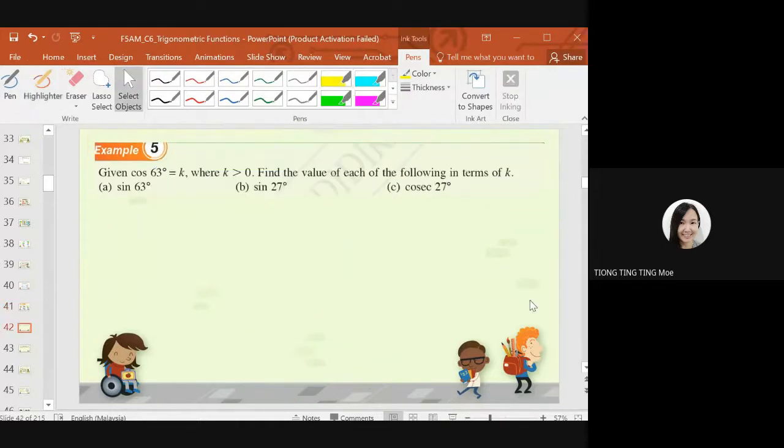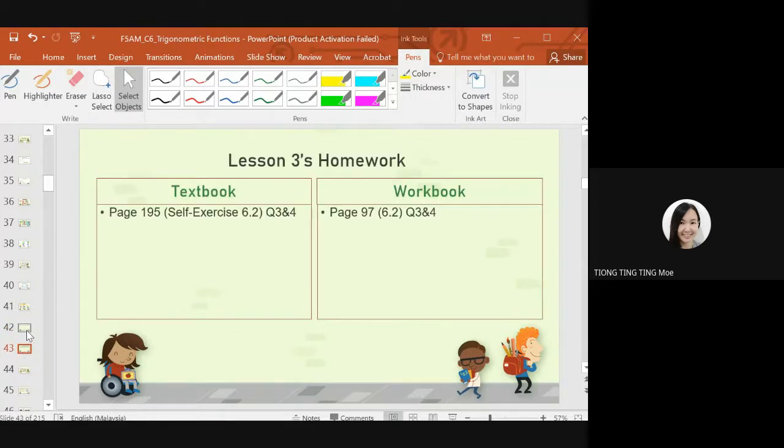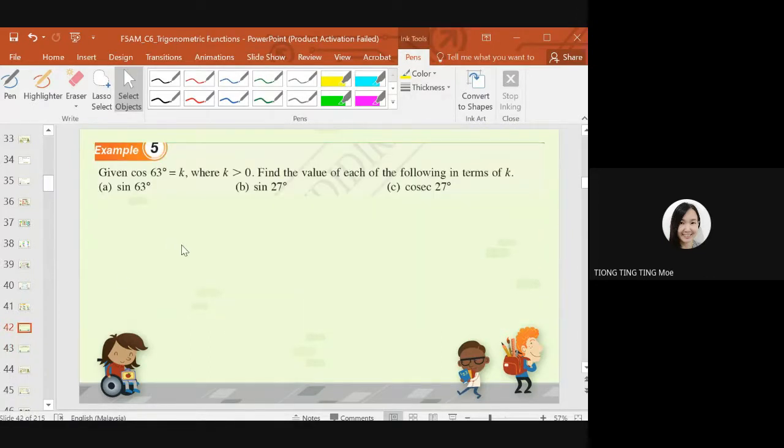Okay, now you try this one. Example 5. Let's see how many questions. Last questions ready. Okay, so now you see it gives you cos 63 degree equal to k, where k more than 0. So find the value for each of the following in terms of k.